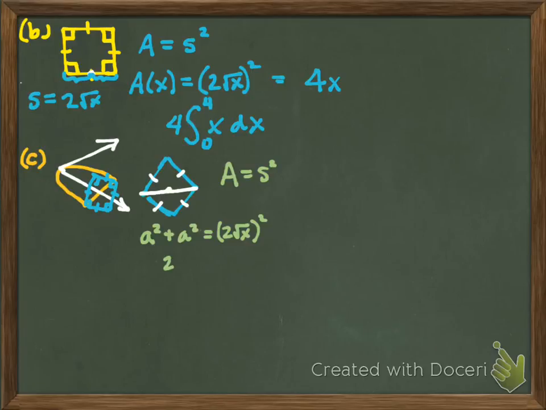So then this is 2a squared equals 4x. So a squared equals 2x. So a, right, it's x. No, the whole thing's in the square root, isn't it? The square root of 2x. Yes? So how do I change my A equals s squared into an A of x?